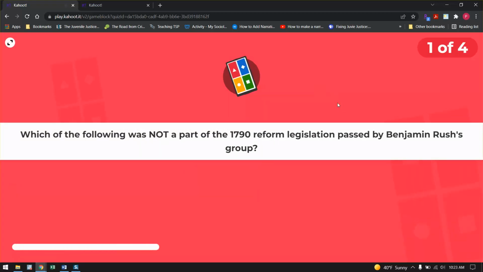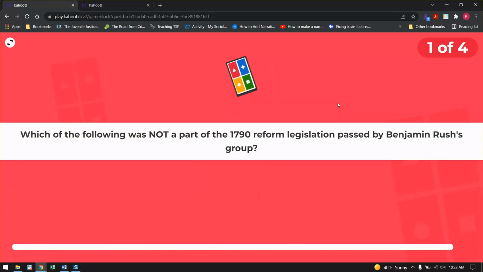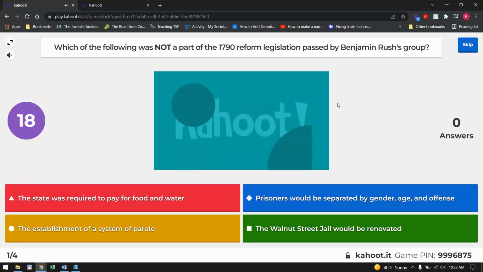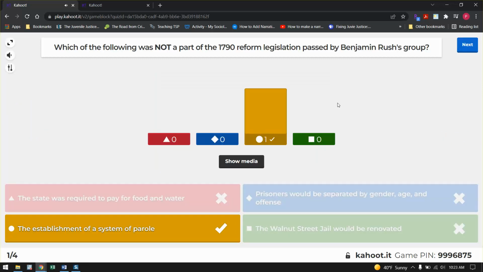All right, so the first question is asking about that 1790 reform legislation that was really spearheaded by Benjamin Rush. And you remember Benjamin Rush was the first person to develop a prisoner rights advocacy group. And part of this legislation had a lot of pieces, but one thing that wasn't there was this idea of creating a system of parole.